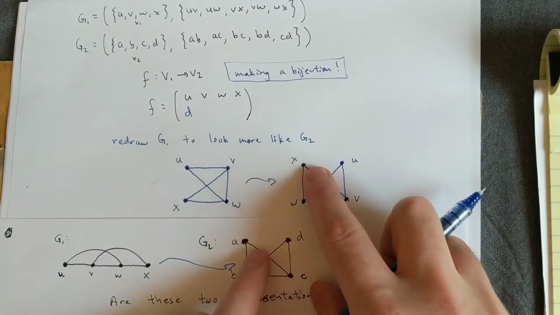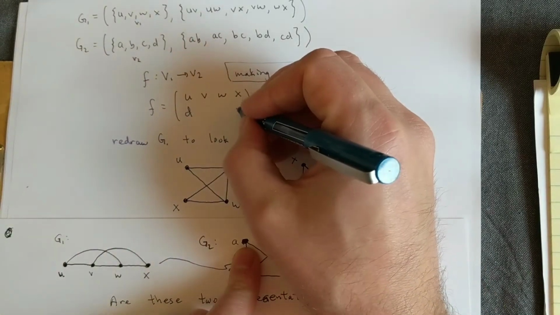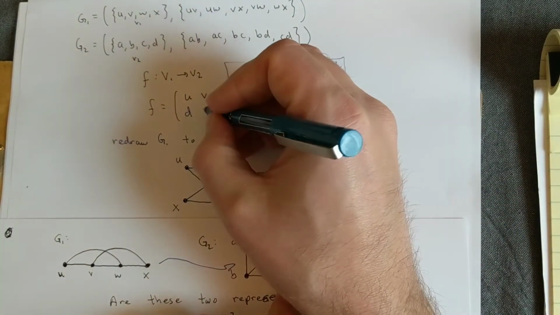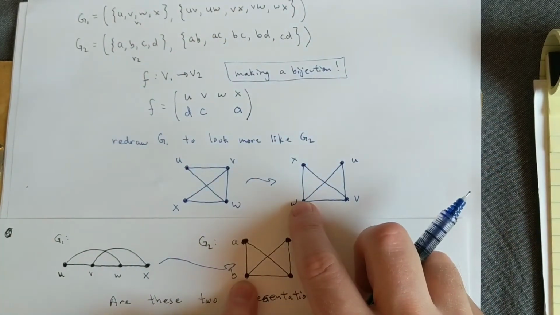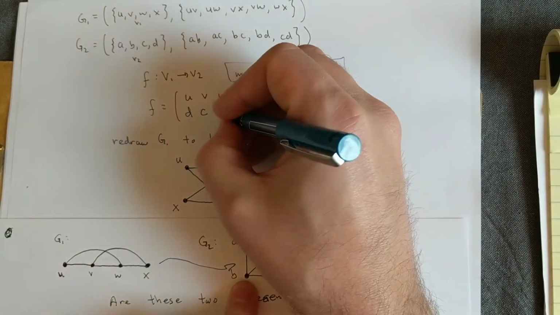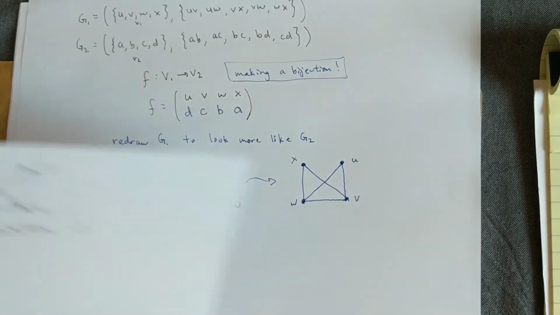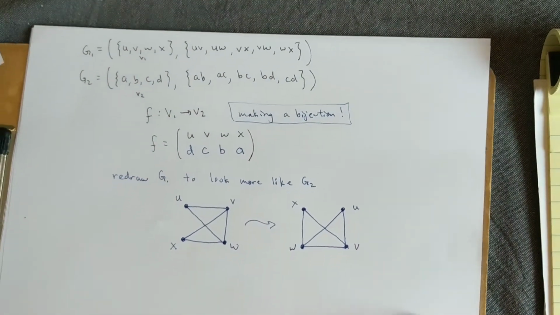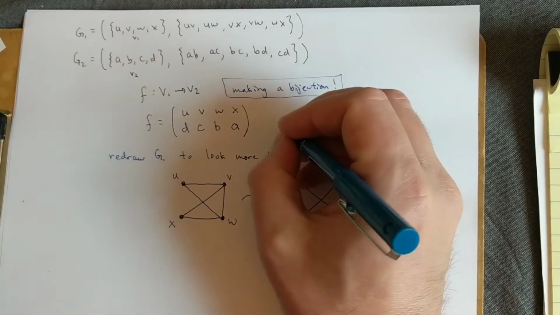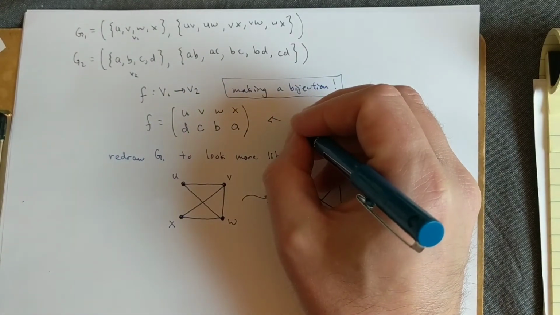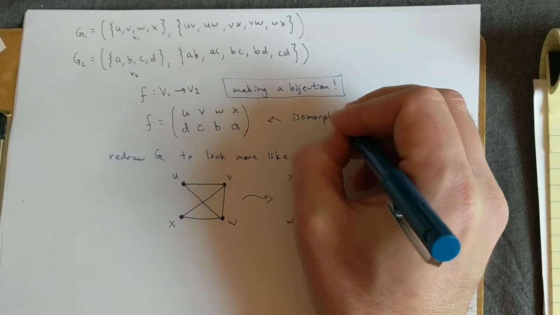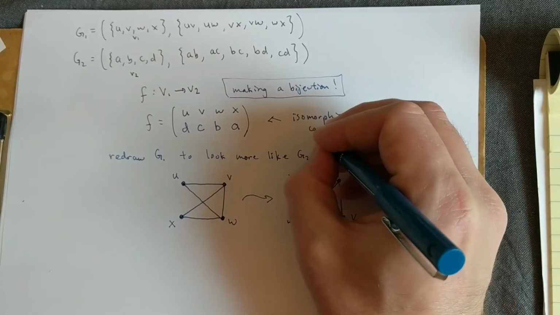U could go to D, X could go to A, V could go to C, and W could go to B. Okay, so this is our candidate for our bijection. This is our isomorphism candidate. So this is literally the directions on how to do it.